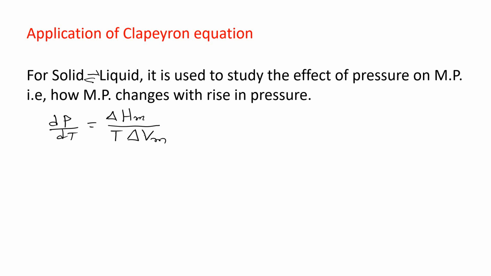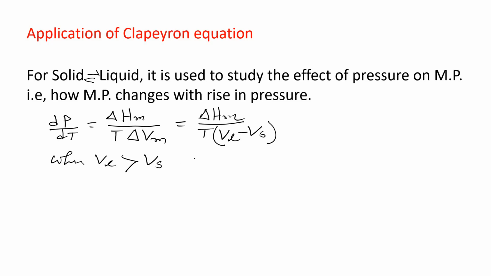So here, what will delta Vm be? That is the volume of the liquid phase minus the volume of the solid phase, everything considered molar. So delta Hm divided by T times Vm of liquid minus Vm of solid. Now when the volume of the liquid phase is greater than the volume of the solid phase, then what happens? Then this part will be positive.